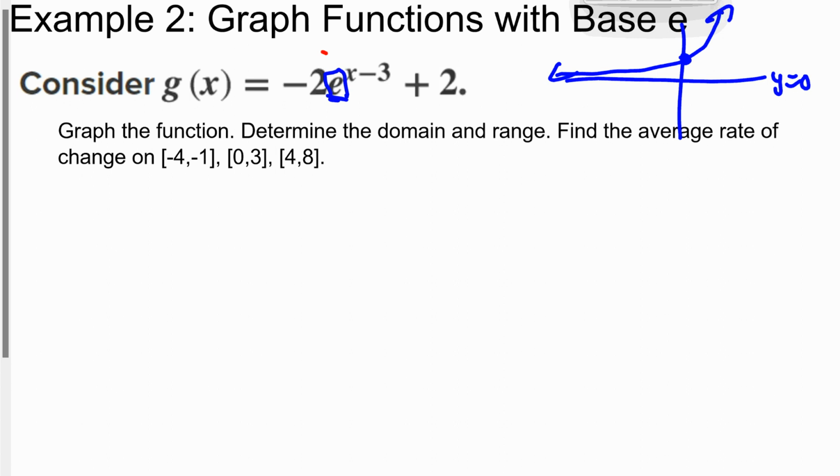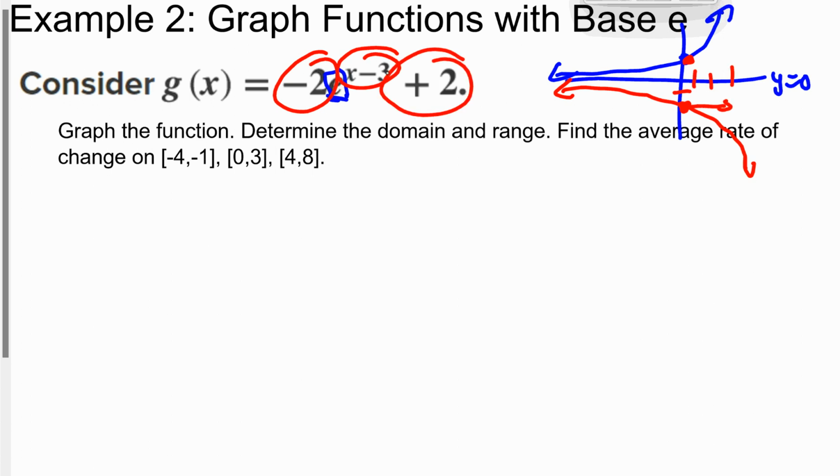But because we're multiplying by -2, that means it's going to flip. So instead of (0, 1), it would be (0, -2). It just flips over the x-axis, looks something like this. Again, it doesn't cross over at 0 yet. But then this moves it to the right 3.